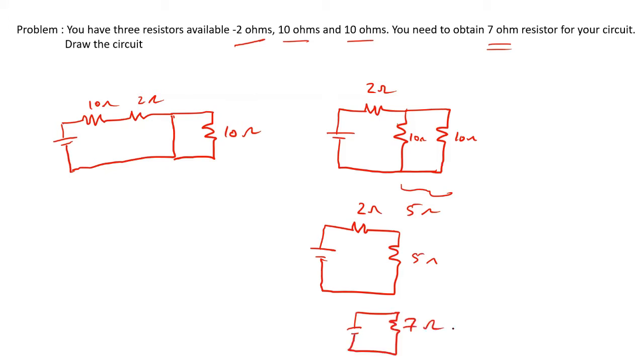Okay, so why we need series and parallel, that we have already discussed: we need to somehow get the values which we want. We don't have 7 ohm resistors in the market, but we can make 7 ohm resistors by using 10 ohms and 2 ohms, or two different 1 ohms also. So that is why we need this type of configurations.